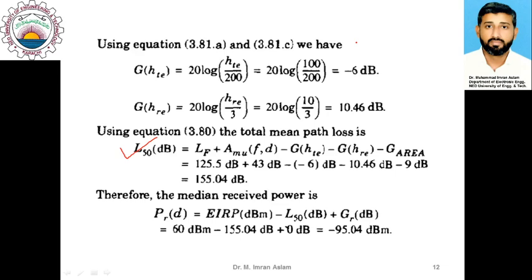There are some other models, but we are not going to discuss them in detail, although I'll use some formulas related to some commonly used models, but will not be discussing them in detail.